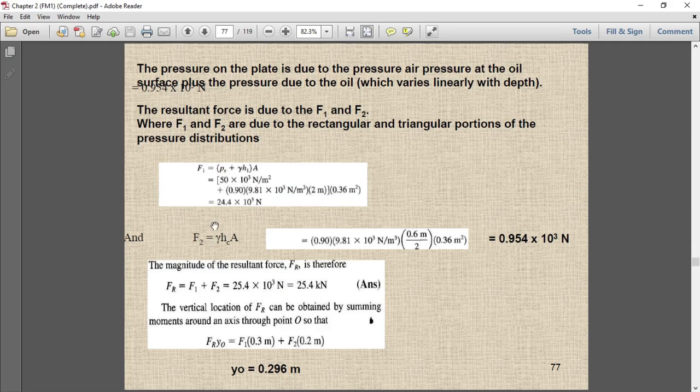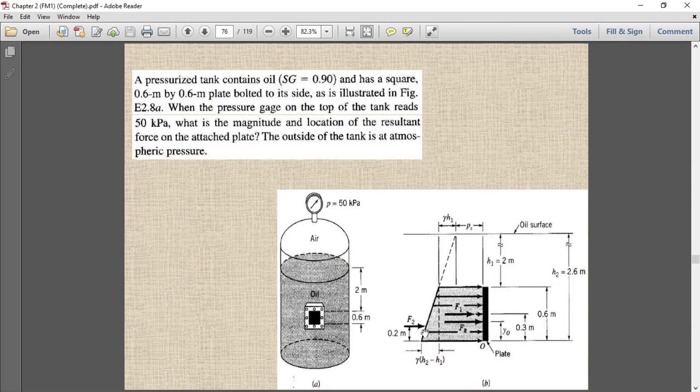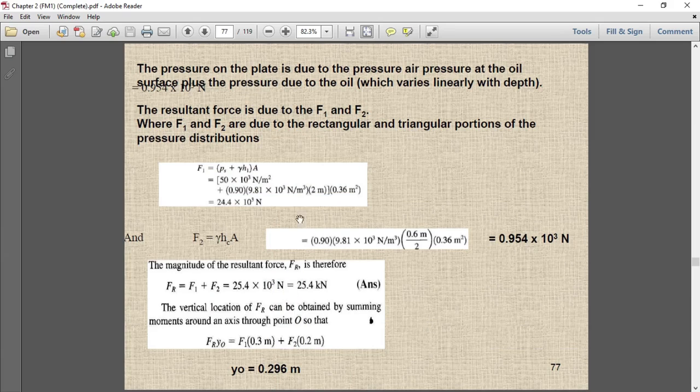Now we know F1 and F2, and we can calculate the net resultant force: F1 plus F2 will give you the net resultant force. Now we are going to find out the location of FR. Where is the location of FR? It is at a distance of y0 from the bottom. So to calculate the position, let's apply the moment.